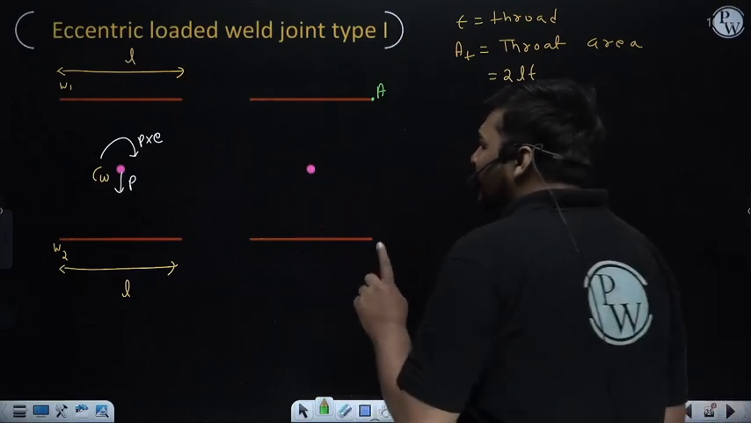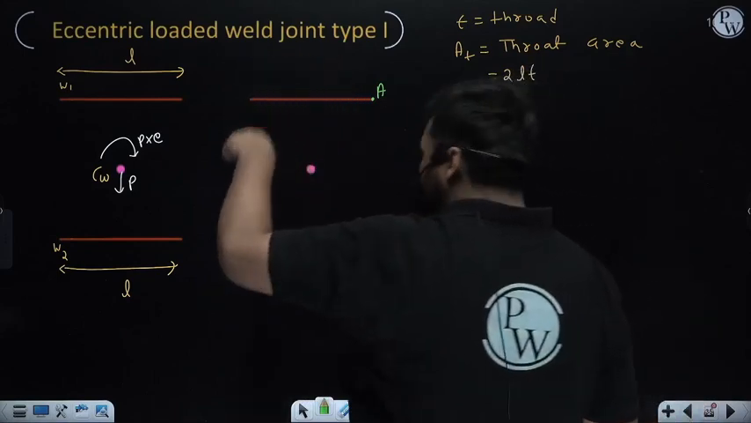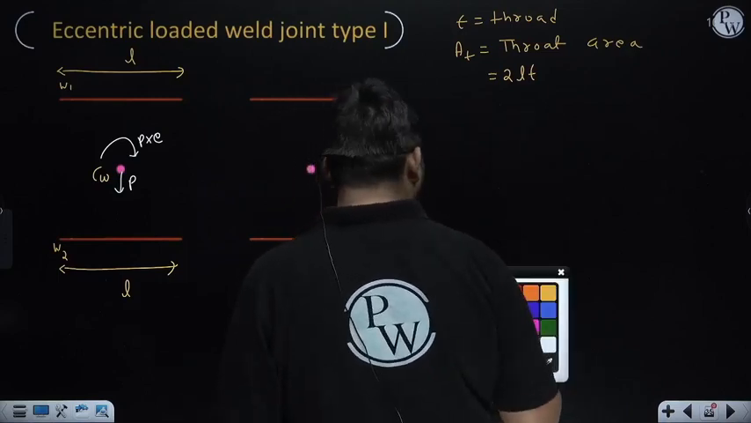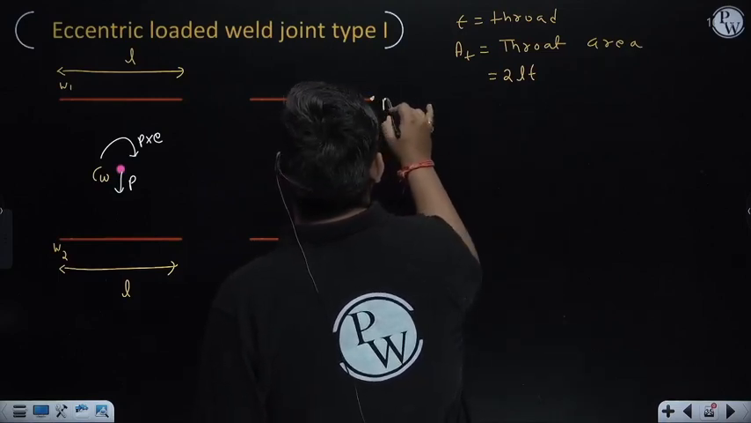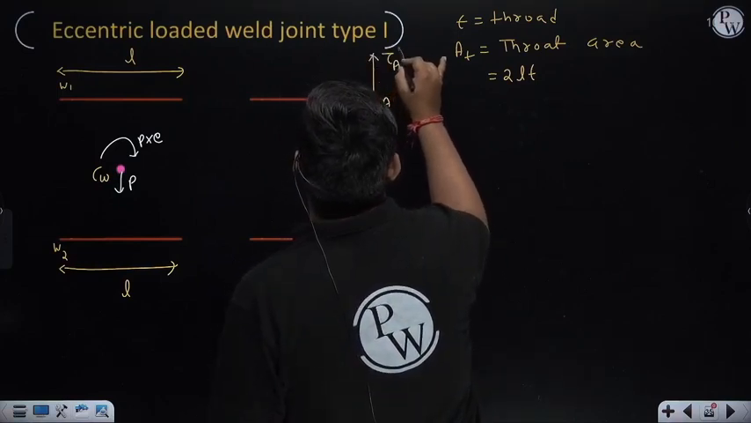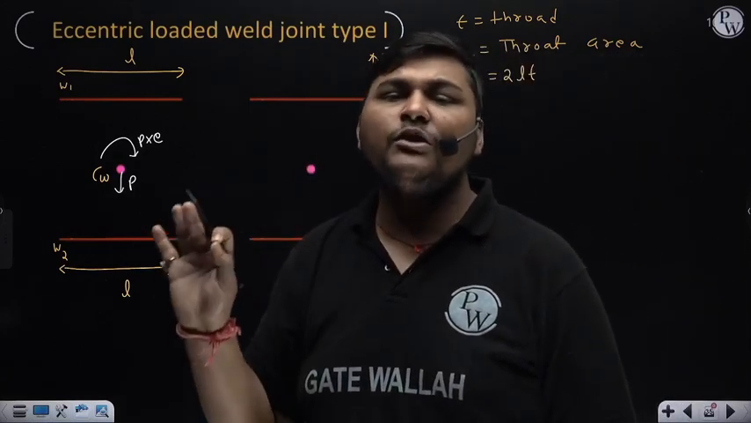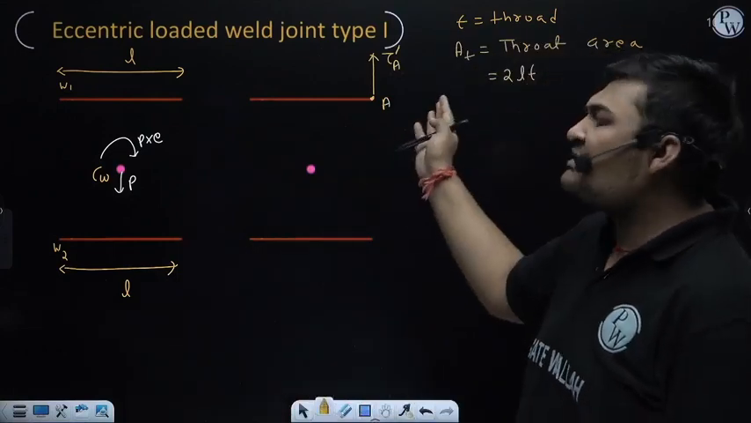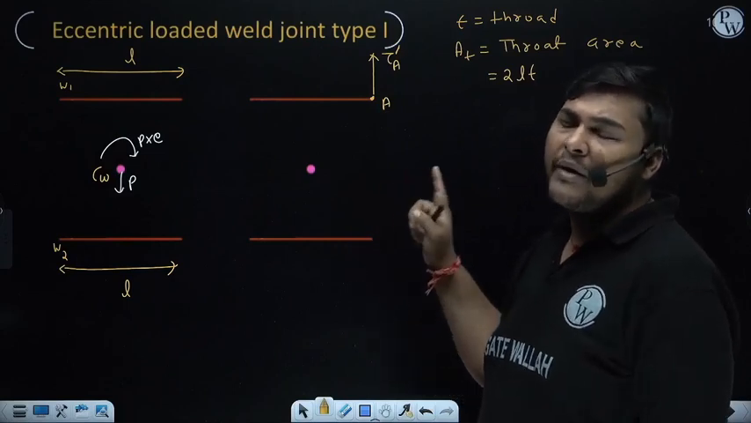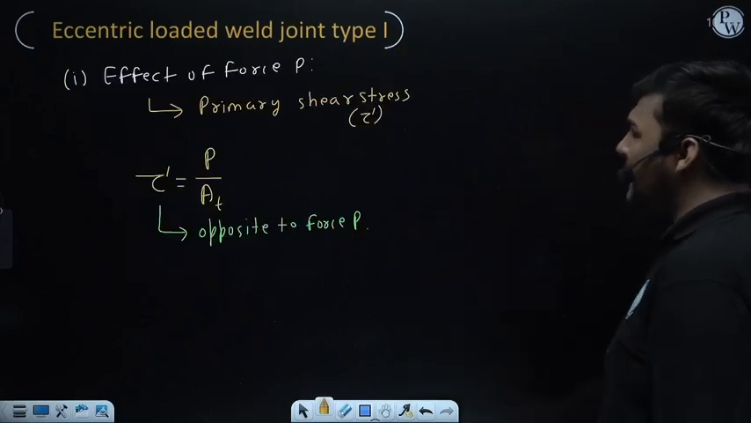I already explained primary shear stress will be opposite to force P. Right now force P is coming in downward direction. So definitely primary shear stress at point A will be in upward direction. I am denoting this as tau A dash. Dash for primary shear and A because I am talking about primary shear stress at point A. Primary shear stress at each point will remain the same and direction will be opposite to P. But since right now I have drawn primary shear for point A, I have used the suffix A. So it is the primary shear stress.